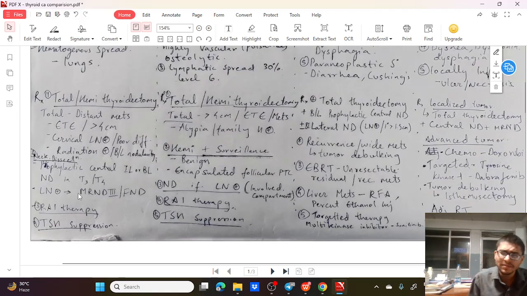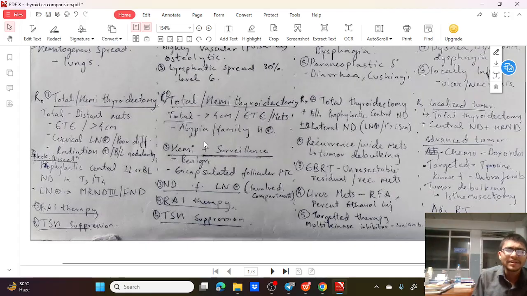Then in follicular thyroid neoplasms, here we again go for total and hemithyroidectomy. We go for total when the size is more than 4 centimeter, extrathyroidal extension, or metastasis. So these 3 points are almost similar to papillary thyroid neoplasm. Apart from that, we go for total thyroidectomy if there is atypia, that is, the histology is atypical, and if there is a family history of thyroid malignancy. So in all these cases we go for a total thyroidectomy. In other cases we can go for a hemithyroidectomy.